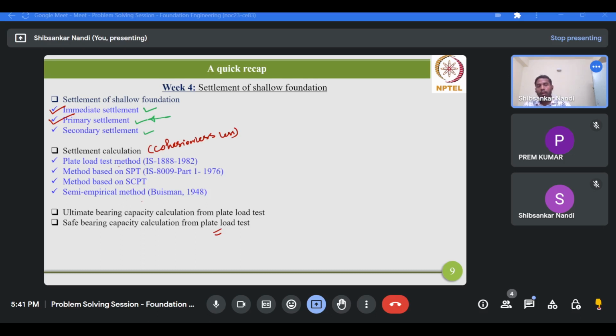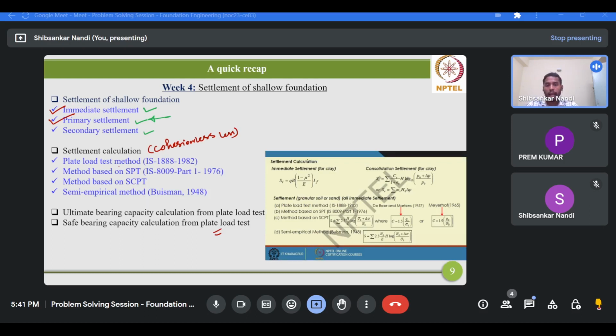Okay, now one slide, this is also taken from the lecture content. This slide nicely summarizes all the methods which are required to calculate the settlement components, immediate and primary. First of all, immediate settlement, this is for clay. This expression is derived utilizing the elasticity theory, and this is for the consolidation settlement for clay. As I discussed, this is considering Terzaghi's one-dimensional consolidation theory.